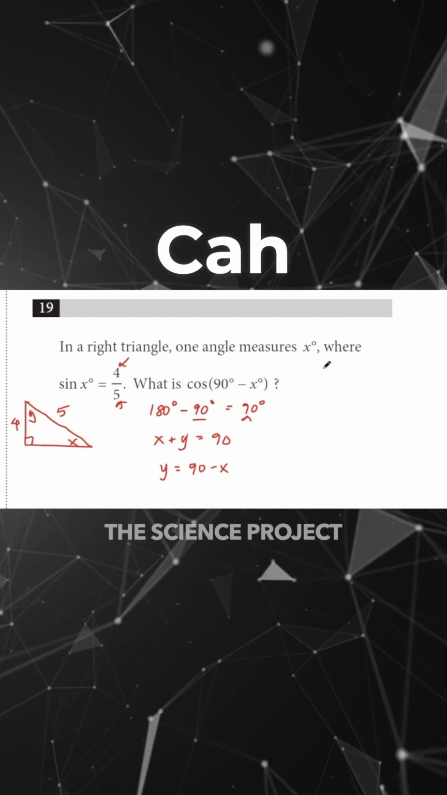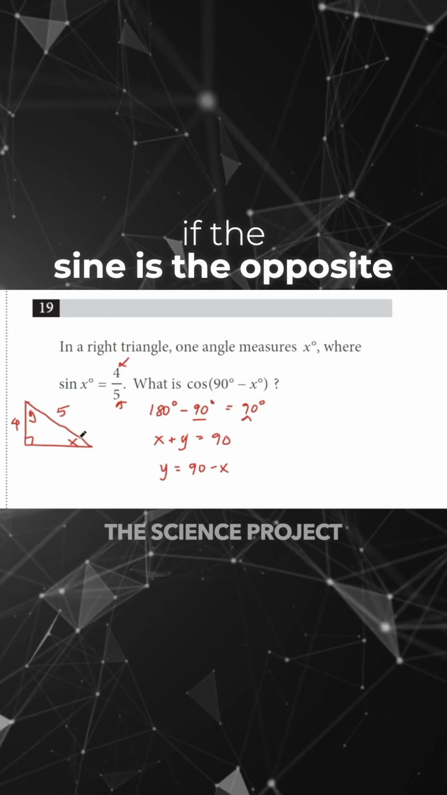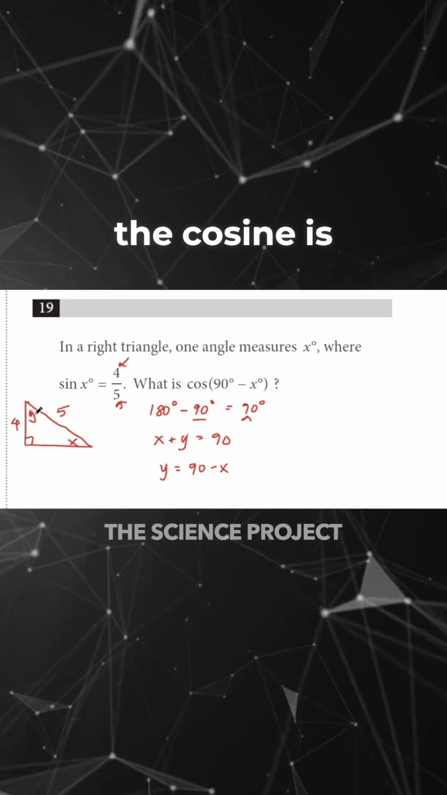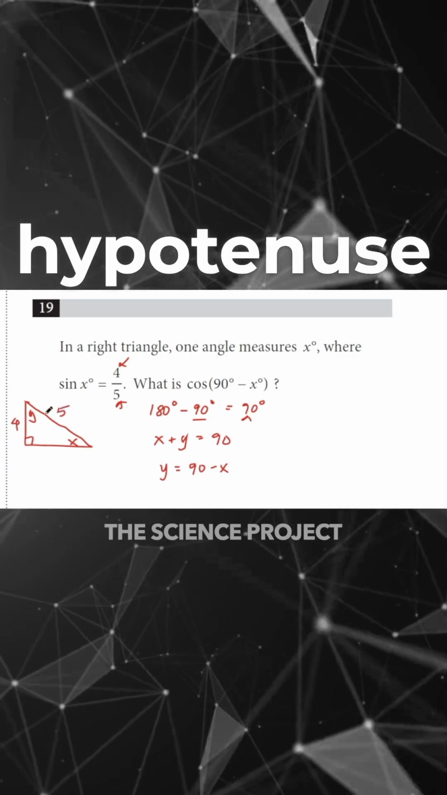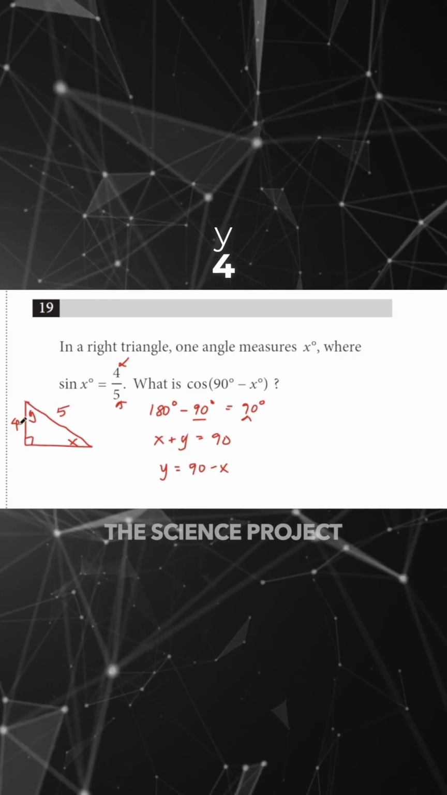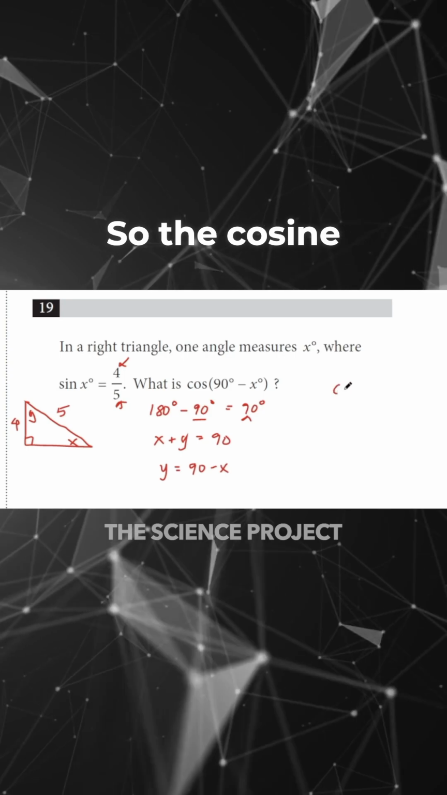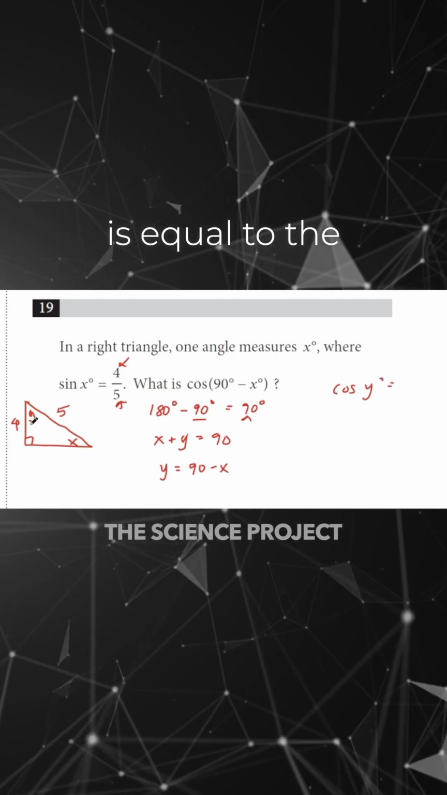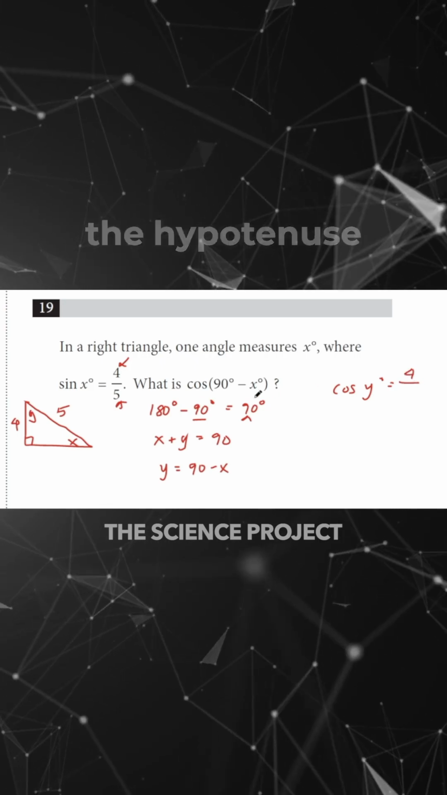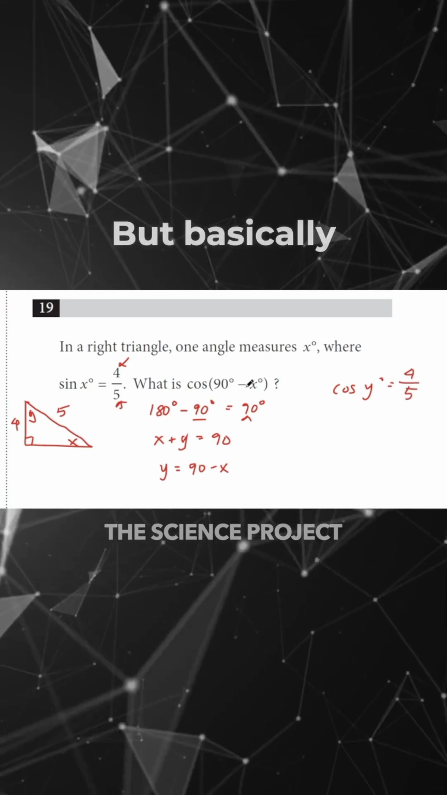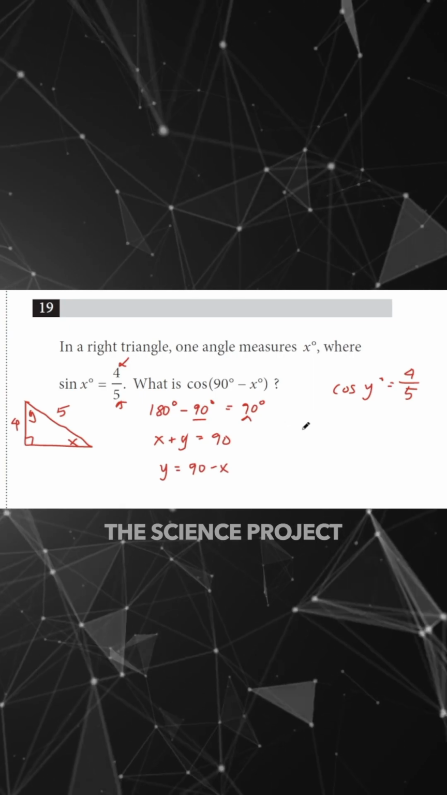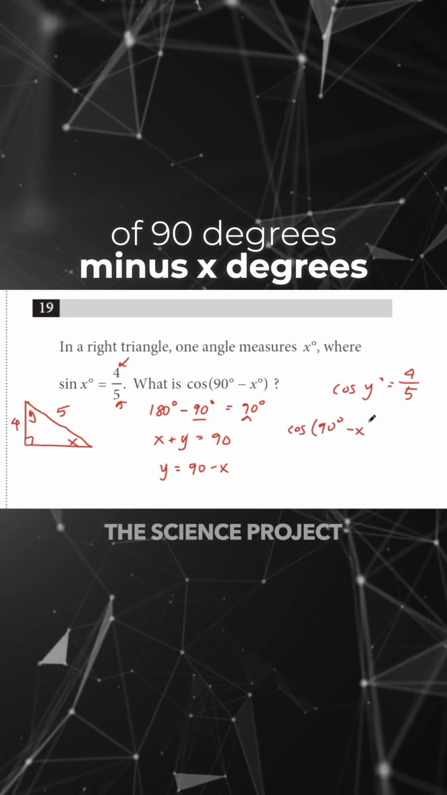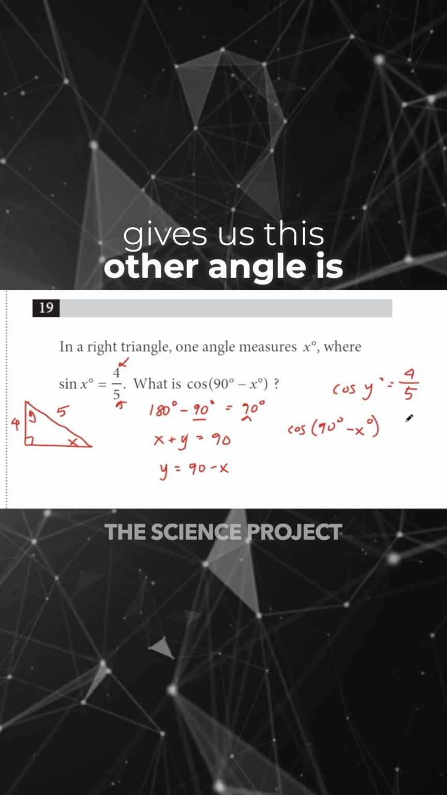Well, SOHCAHTOA, if the sine is the opposite over hypotenuse, the cosine is equal to the adjacent over the hypotenuse. And what's adjacent to this angle y? 4. So the cosine of y is equal to the adjacent 4 over the hypotenuse, which is 5. So basically, we just solved this. The cosine of 90 degrees minus x degrees, which gives us this other angle, is 4 over 5.